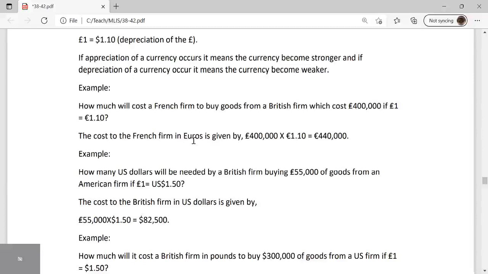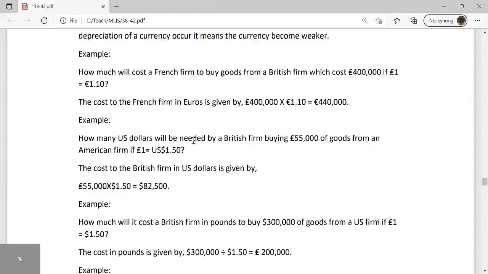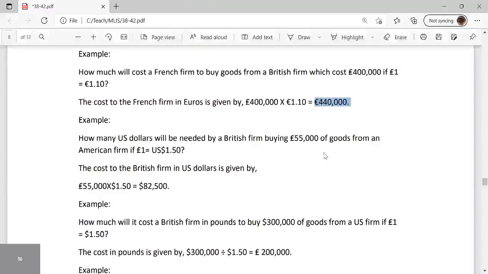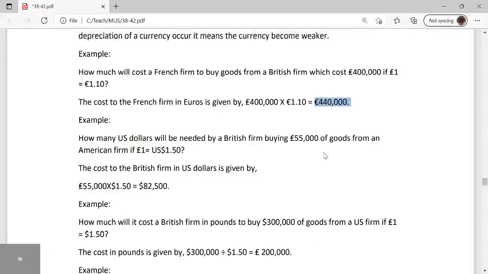A small simple mathematics. Okay, so you see, how much will it cost a French firm to buy goods from a British firm with 440 euro. Okay, so that's the conversion. So let's have a different example. How many US dollars will be needed by a British firm buying $55,000 of goods from an American firm if 1 pound equals $1.50.